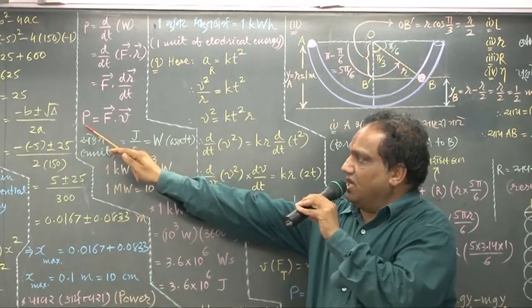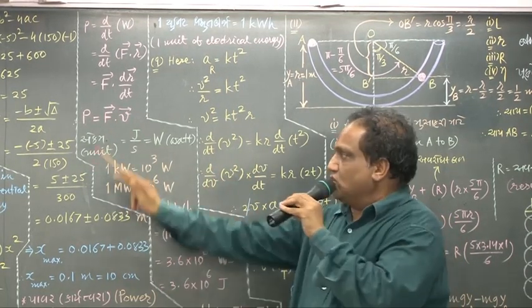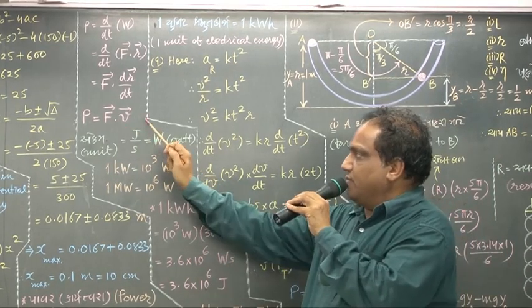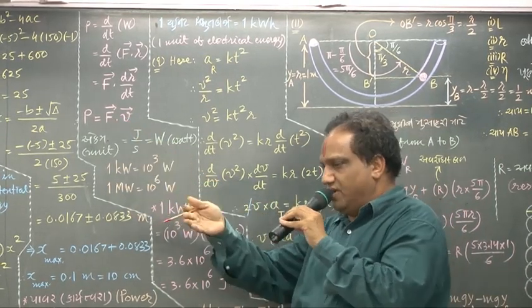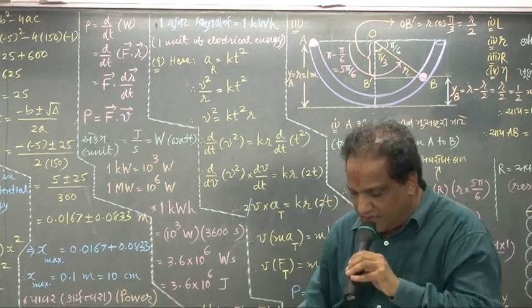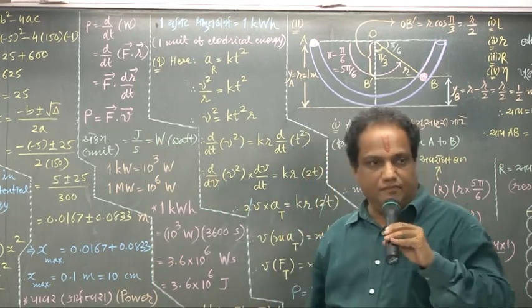Any physical quantity which is obtained out of a dot product must be scalar. So power is a scalar physical quantity. Further you may expand: vector f dot vector v means F v cos theta, where theta is the angle between force and velocity.